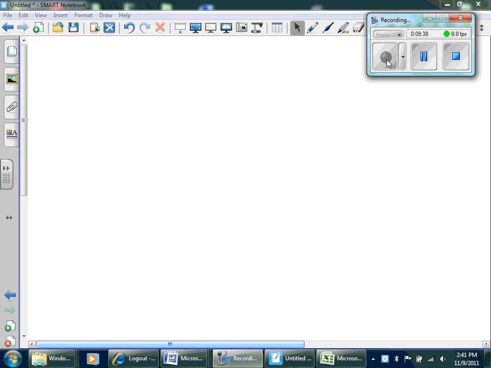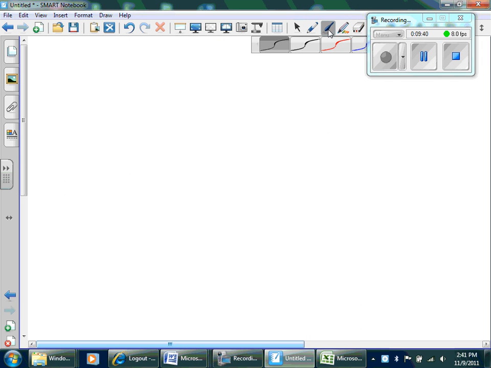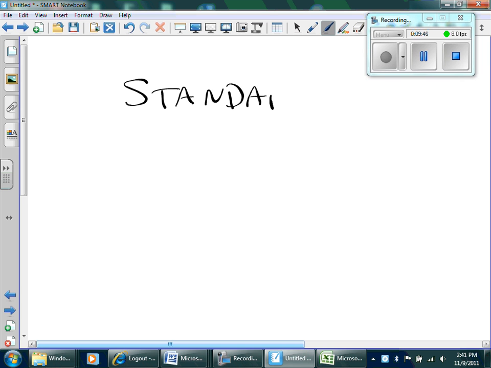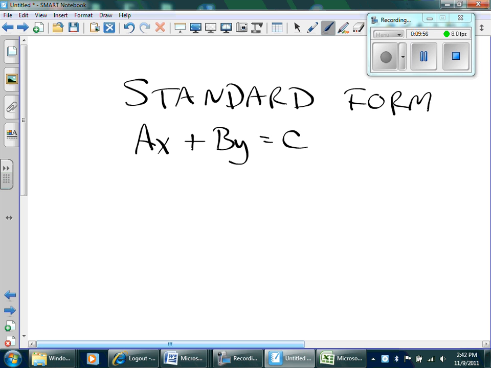Okay, so now we're going to review standard form again. And, you know, some of the kids like to go, oh, I don't want to learn the standard form shortcuts. They think they're too hard. But honestly, they are simple. Remember that to be in standard form, you must have the AX term plus the BY term equal the C term. And the coefficient on X, the A term, must be positive. If you are in this form, you are in standard form.